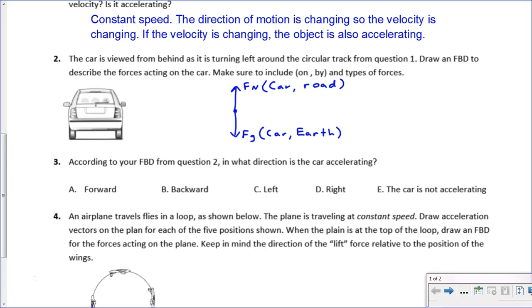And then it's important to remember here that the force that keeps a car moving in a circle, the force that helps it turn, is a frictional force. So we've got an FFR here, a frictional force, which is on the car by the road. One last thing, we know that the gravitational force and the normal force are the same because it's not accelerating in the upward or downward direction. It's just accelerating to the left.